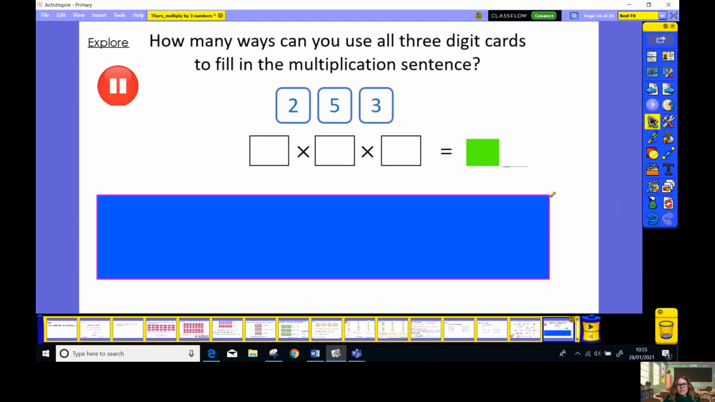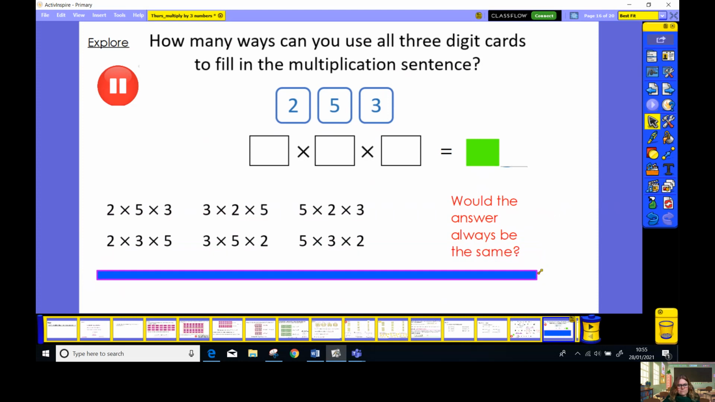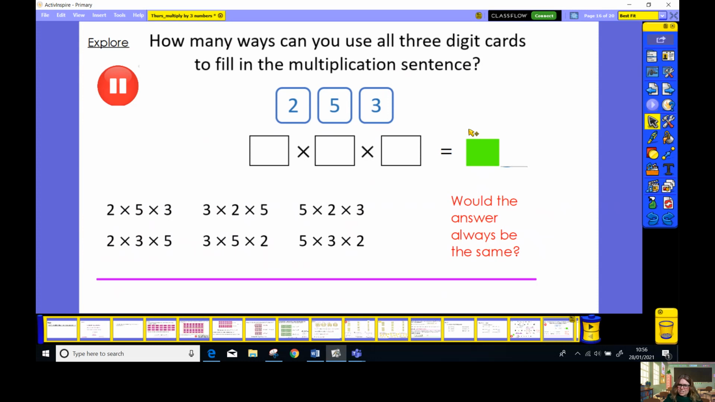Well done. Now hopefully these will be your answers. You could have 2 times 5 times 3, 3 times 2 times 5, 5 times 2 times 3, 2 times 3 times 5, 3 times 5 times 2, 5 times 3 times 2. Now, would the product always be the same with these different calculations? Pause the video and have a think.